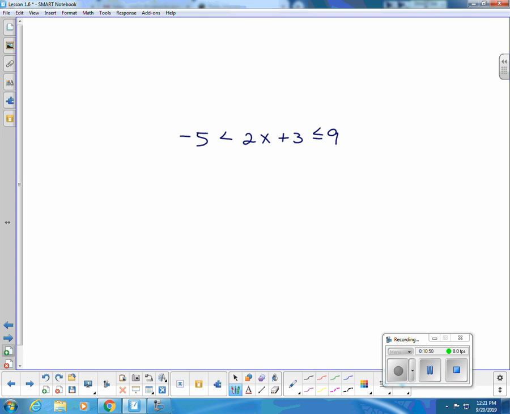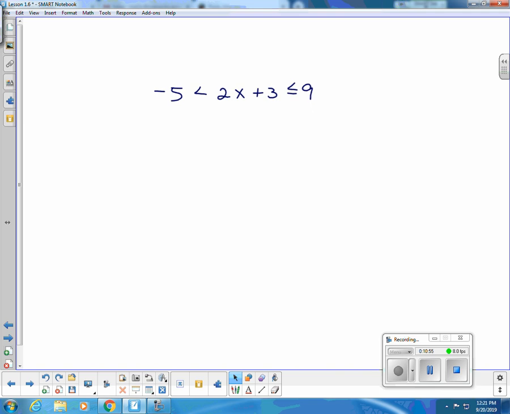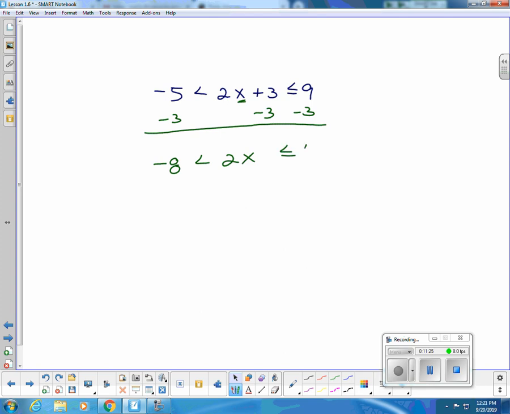Okay. So, this is a compound, and again, it's an and, because you're already between two numbers. So we're going to solve this. You don't have to split this up. You just have to do those steps on both sides. So you're going to get the x by itself here. So what's the first thing that needs to go? Minus 3. So we're going to subtract 3 from the left endpoint and the right endpoint. So all three places are going to get the minus 3. So on the left, I end up with negative 8. I get 2x in the middle, and I get a 6 on the right.